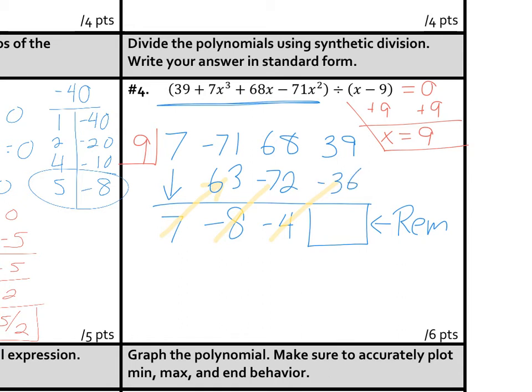And then add straight down, and we get a remainder of 3. Okay, from here, we have to write our answer. The remainder is a number, it is a 3, and it is going to go on top of the x minus 9, which is what we were dividing with to start.